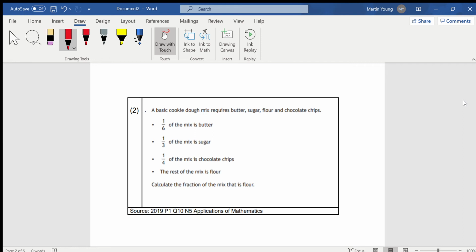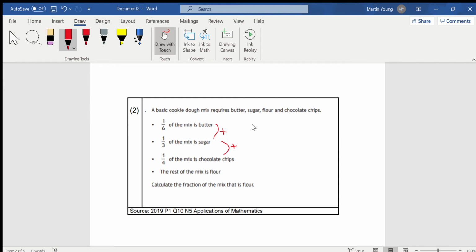First thing we need to do is work out how much has been used up by butter, sugar and chocolate chips. So what we're just going to do is add those fractions together, and then to find out the rest, we're going to subtract from 1, because when we're dealing with fractions, the total is always out of 1. First of all, let's add these fractions together. So I'm going to be doing this and adding all these together.